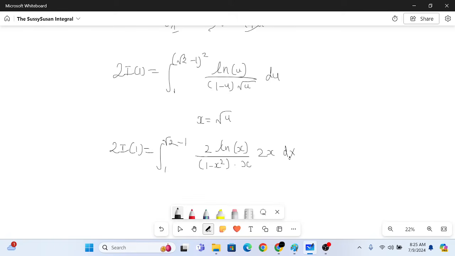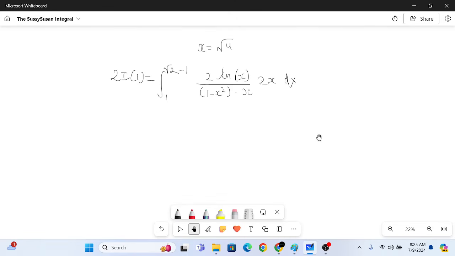Now it looks a bit simpler. It's getting simpler and simpler now. And now what we can do is again we can take this 4 outside, and that gives us I of 1 is equal to 2 times integral from 1 to root 2 minus 1 of ln of x by x times 1 minus x square dx. Okay, so we have made quite good progress till now.